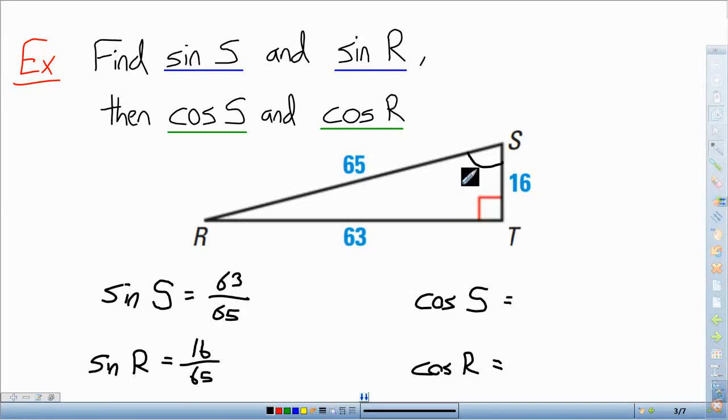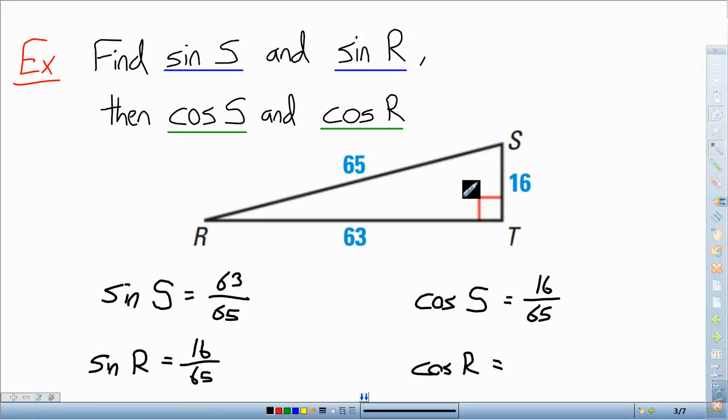Usually adjacent is the more difficult one to figure out. Here's a surefire way of doing it. If we're looking at angle S, we know this is the opposite side, and we know this is the hypotenuse, so this must be adjacent. When in doubt, eliminate the obvious ones, and then you're left with the adjacent leg. So adjacent is 16, and again, the hypotenuse never changes. It's always this side length, which is 65.